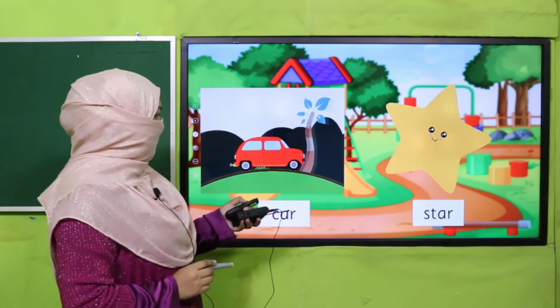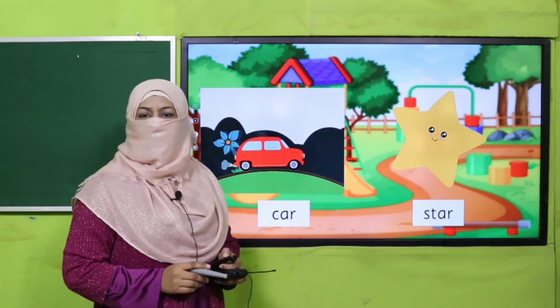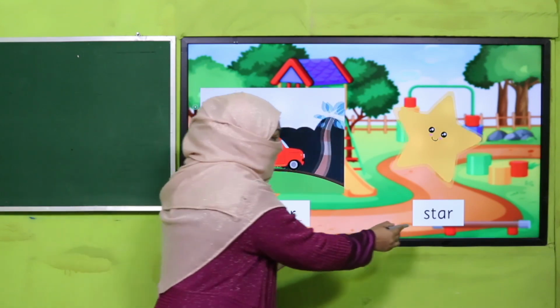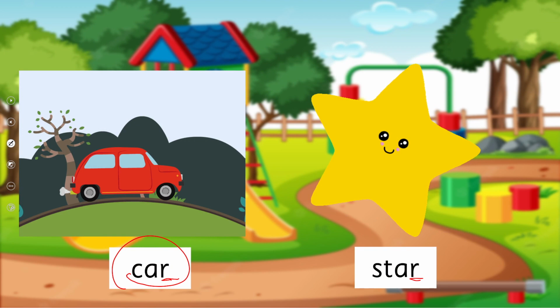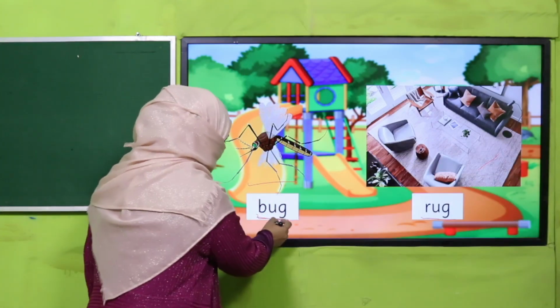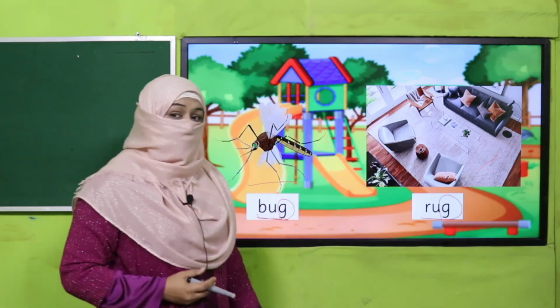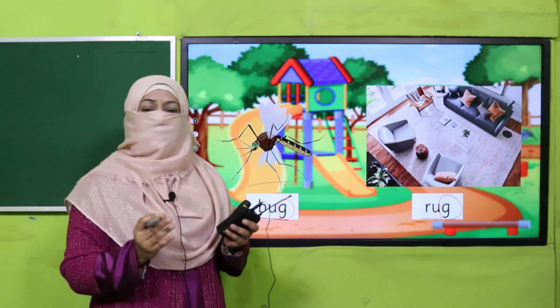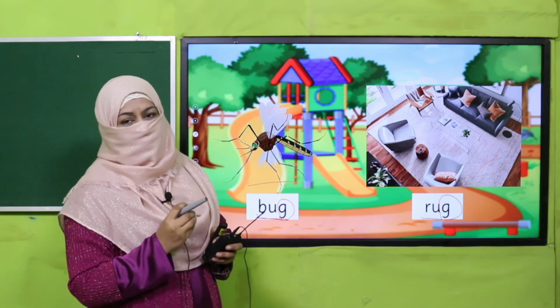The next example is car, star. Though we don't stress on R, their ending sound is the same, and they are called rhyming words, car and star. Okay, the next is bug, rug. You know what is a rug? Like that which is spread here. Rug, bug. When we say bug, rug, the ending sound is the same. Even you can make more words like this. How? Rug, bug, mug, plug. All the words which have the same ending sound are called rhyming words.